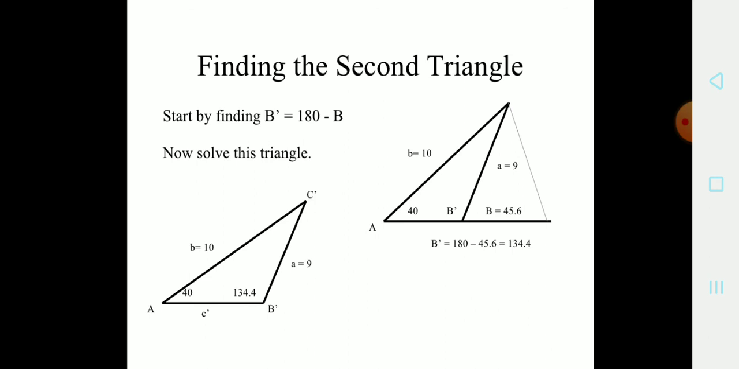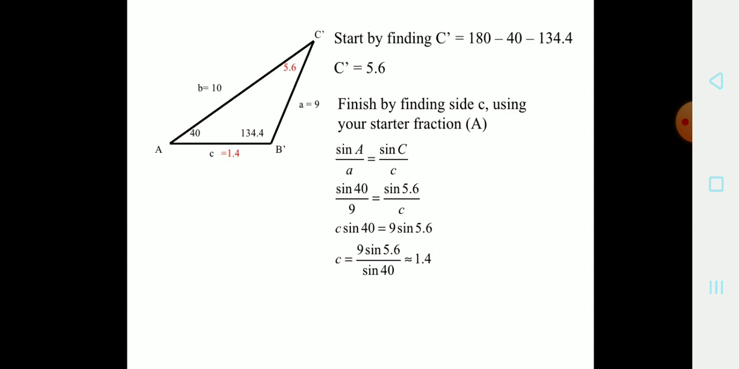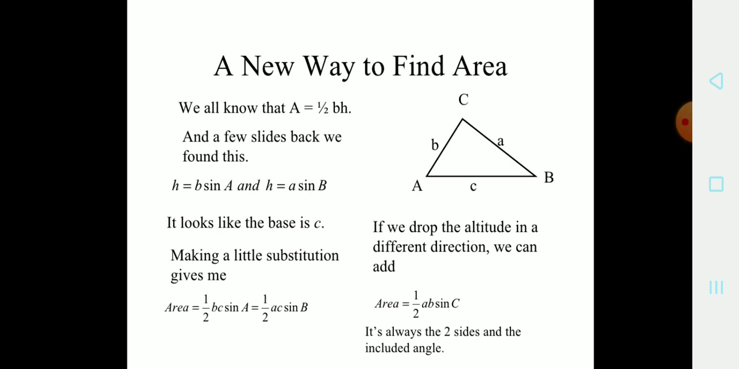Now find the second angle, starting from finding B. So B equals 180 minus B. Now solve the triangle. Starting with the triangle, C equals 180 minus 40 minus 134.4, so C equals 5.6. Finish by finding the sides using the starting fractions. So sin A over a equals sin C over c. So sin 40 over 9 equals sin 5.6 over c. So c sin 40 equals 9 sin 5.6, so c equals 9 sin 5.6 over sin 40. The answer is 1.4.